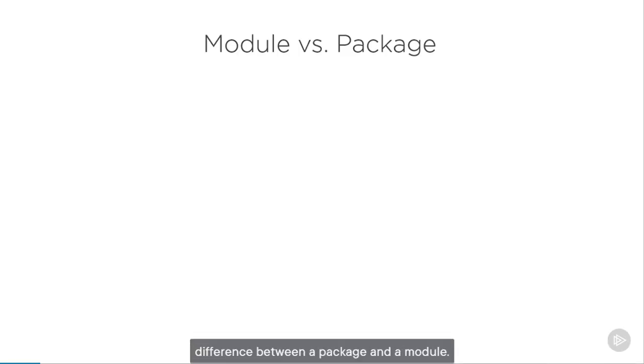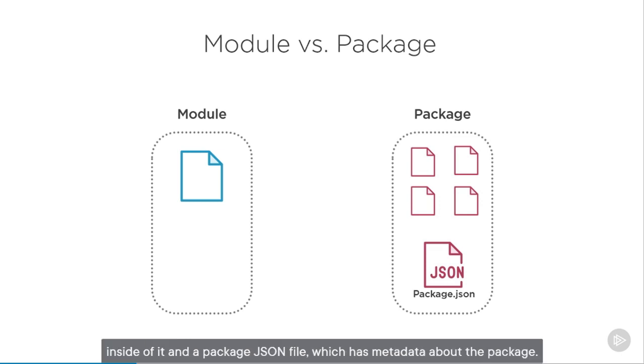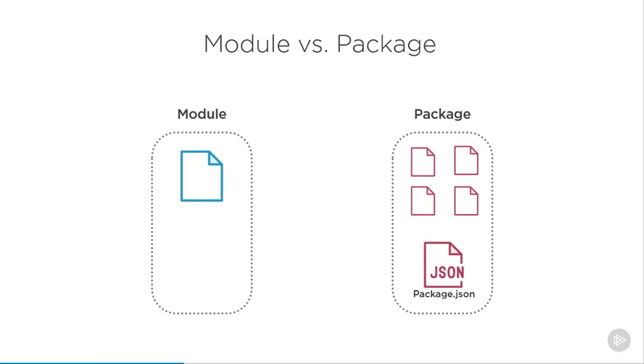It's useful to understand the difference between a package and a module. A module is a single JavaScript file that has some reusable functionality. A package is a directory with one or more modules inside of it, and a package.json file which has metadata about the package. A package can be very simple.